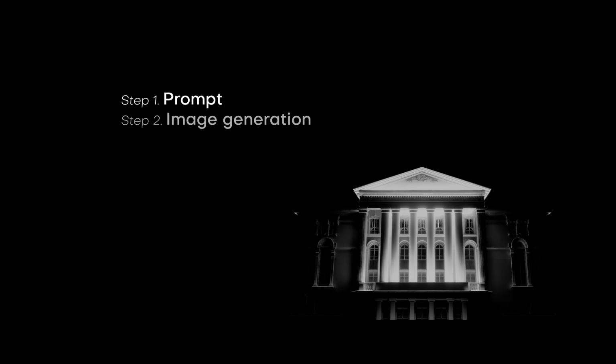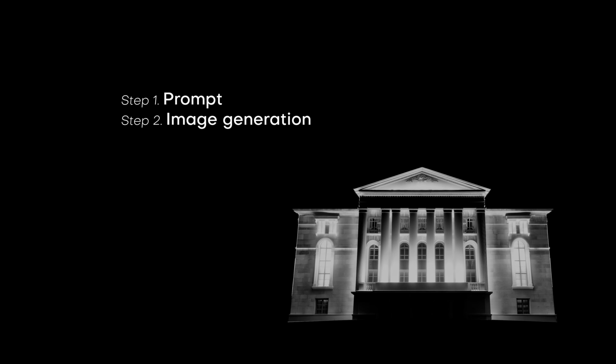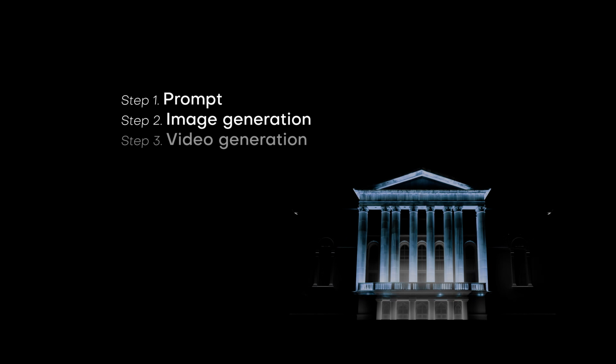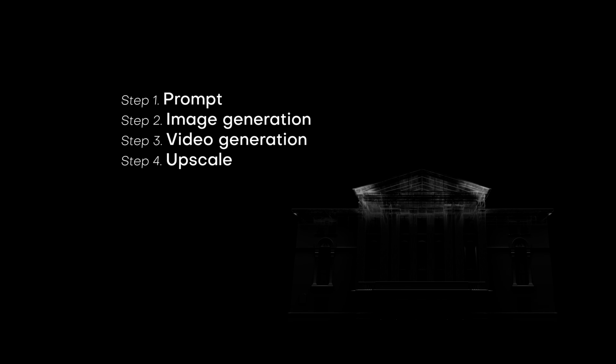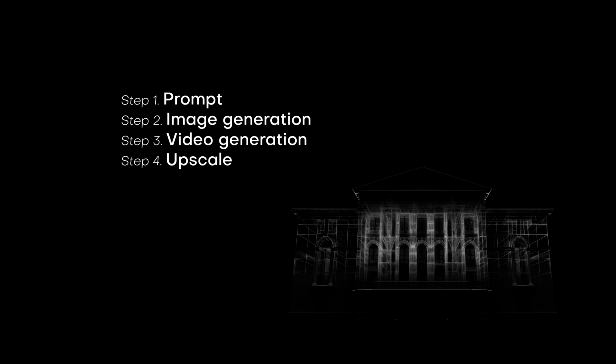First step, prompt. This is where the visual idea and overall artistic direction are defined. Second step, image generation. At this stage, high-quality images are created based on the prompt. Third step, video generation. Here, the generated images are animated. Final step, final upscale. The last step focuses on increasing resolution and improving overall video quality.